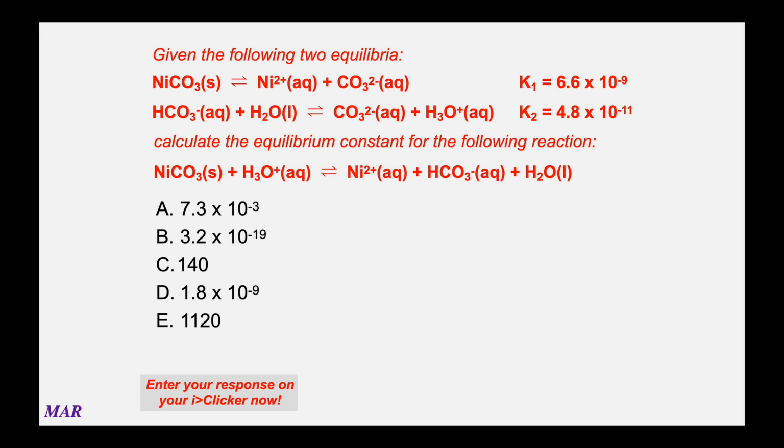In this question, we're given two equilibria. The first is nickel 2 carbonate, and it's breaking down to nickel 2 plus and carbonate ions, and you can see the K value. The second reaction is hydrogen carbonate reacting with water to make carbonate and hydronium, and that expression is a Ka expression really, but I've just listed it here as K2, which is fine. K2 is 4.8 times 10 to the minus 11th. I'd like you to take those two equilibria and find the equilibrium constant for this reaction right here, which is nickel 2 carbonate plus hydronium, making nickel 2 plus hydrogen carbonate plus water.